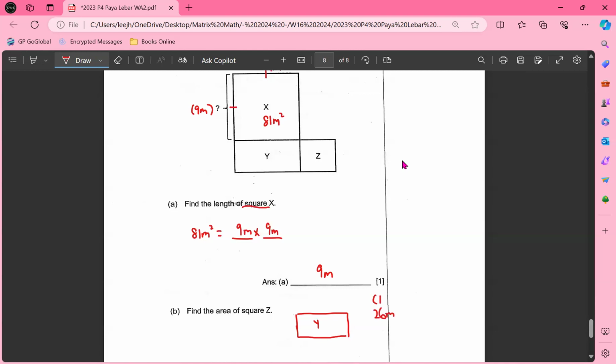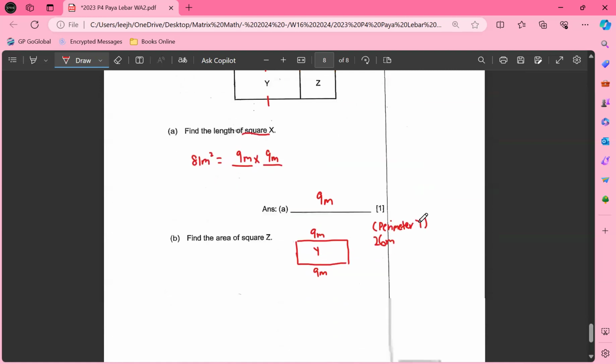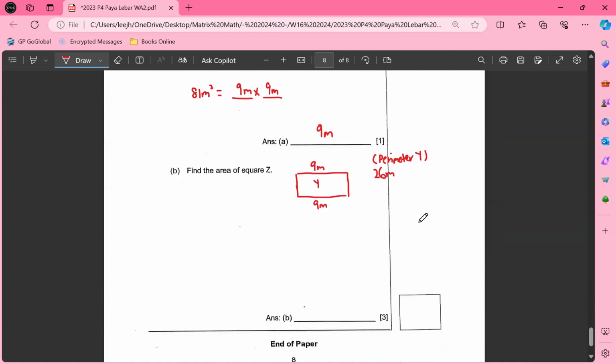This is the perimeter of Y. But then we do know the measurement here. This is also equal to this. This is the length of Y, because Y is actually the same measurement as the side of square X, which is 9 meter. So this is 9 meter, and so is this. We got the length. We do not have the measurement of the breadth of Y. So how are we going to find the two breadths of Y?